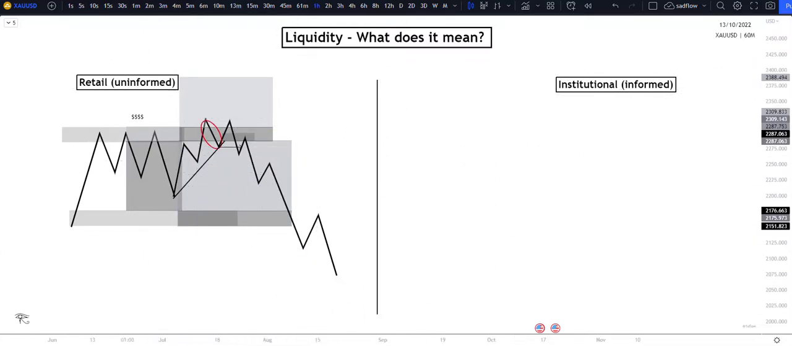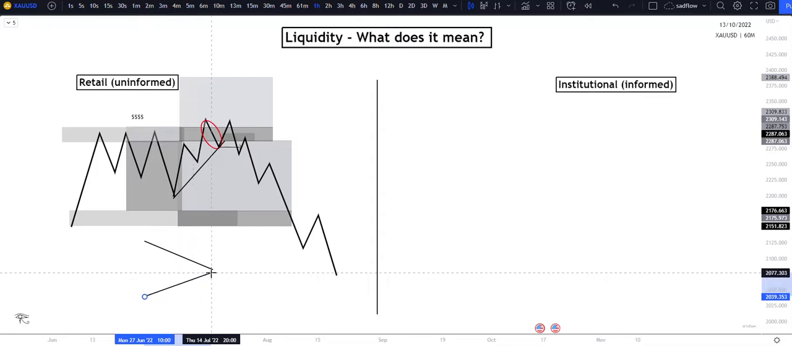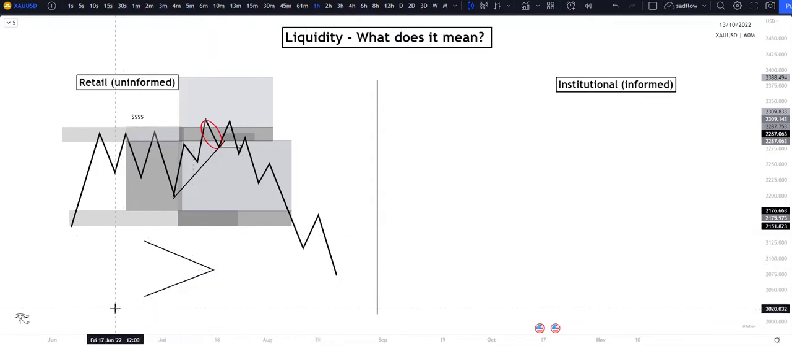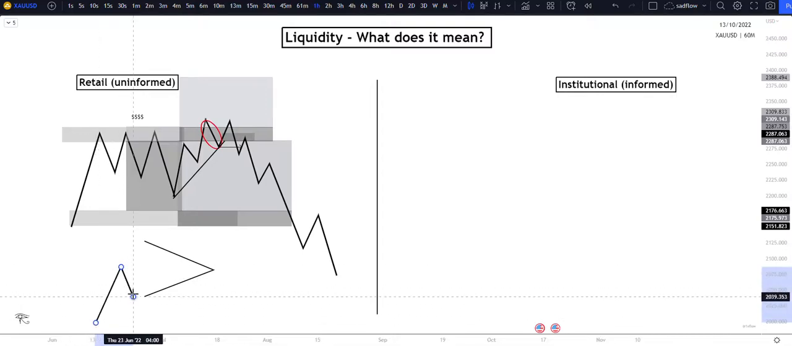We show bull flags as well. I can go ahead and draw one out. Bull flags, bear flags, whatever you want to call them, right? You see something like this happen. Price starts to bounce off of these lines.